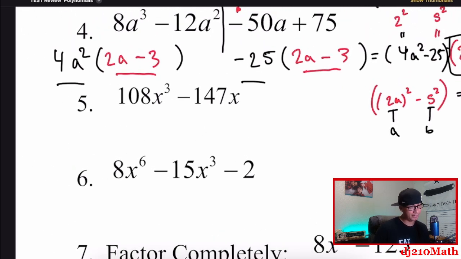Okay, number 5, factor completely. So here, the GCF is going to be x. Left behind is 108x squared minus 147.